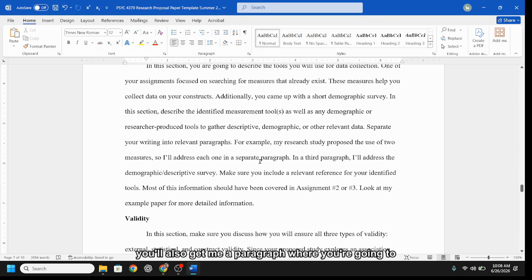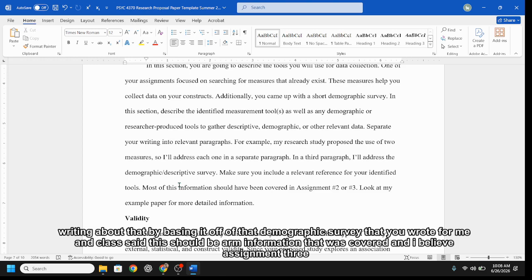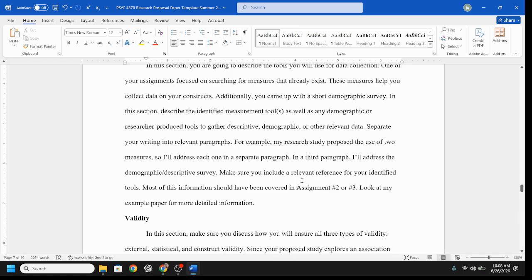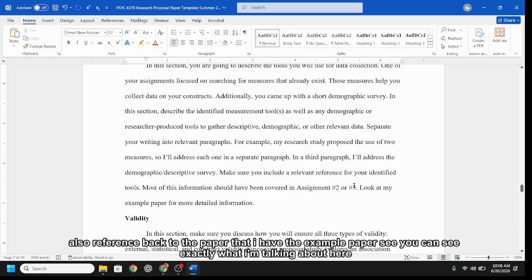You'll also give me a paragraph where you're going to address what demographics or descriptive information that you might collect. And you can include writing about that by basing it off of that demographic survey that you wrote for me in class. So this should be information that was covered in, I believe, assignment 3. Also reference back to the example paper that I have, so you can see exactly what I'm talking about here.